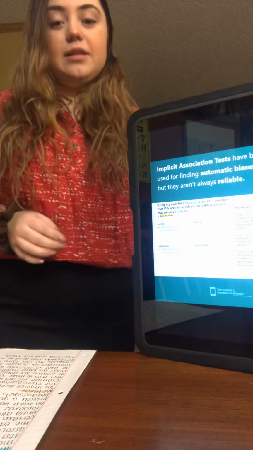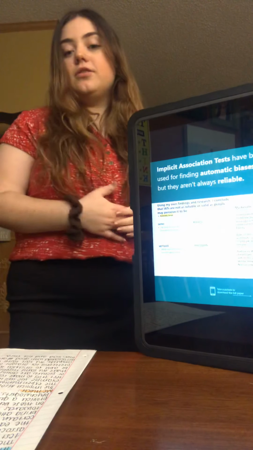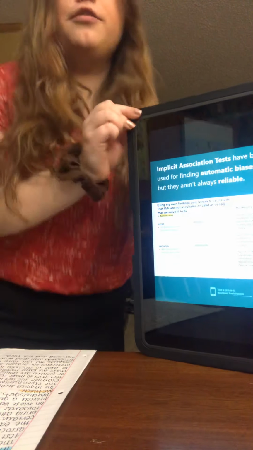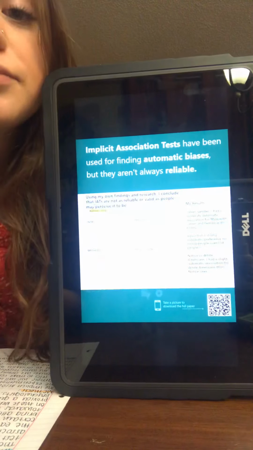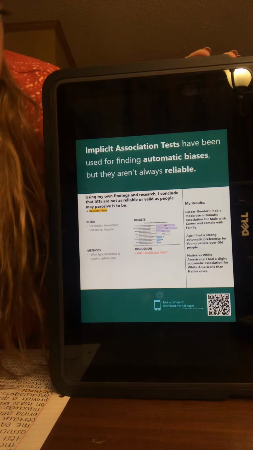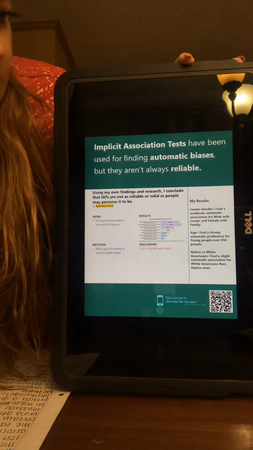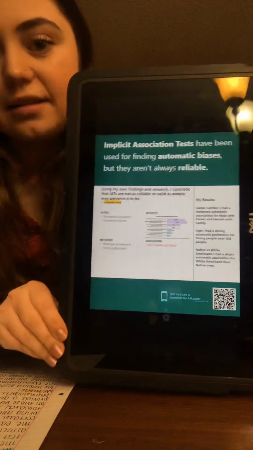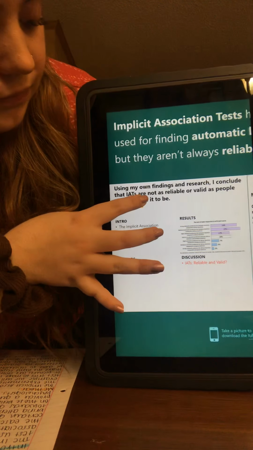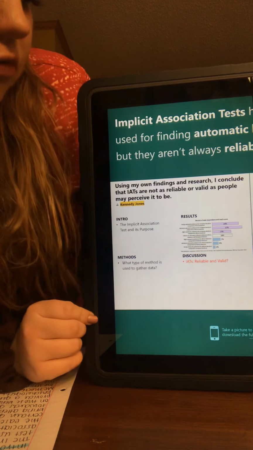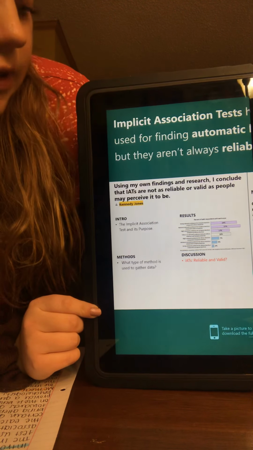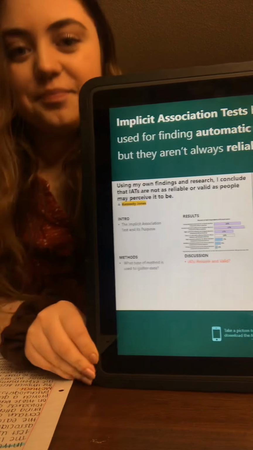So, this week's topic was implicit association tests. After doing a little research, I figured out a few things about these tests. For the title at the top, I put that implicit association tests have been used for finding automatic biases, but they aren't always reliable. And as my subtitle down here, I put that using my own findings and research, I conclude that IATs are not as reliable or valid as people may perceive them to be.